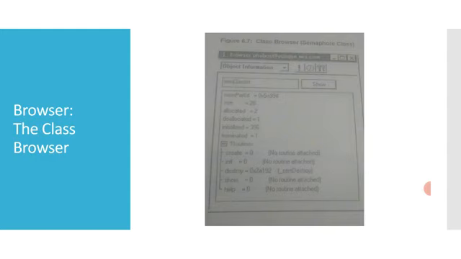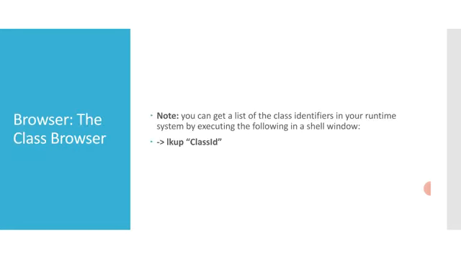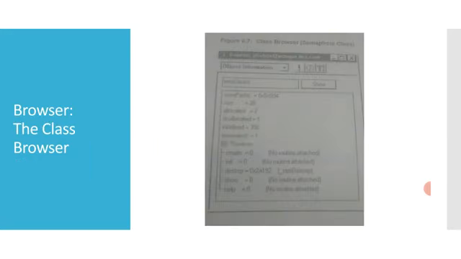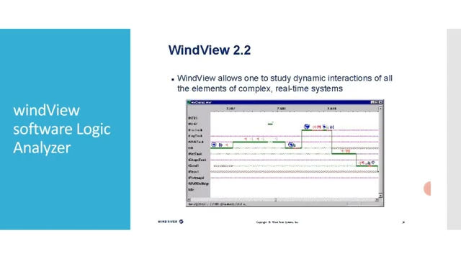You can get a list of class identifiers in your runtime system by executing the following in the shell window, that is lkup classId. If you do this, you get it. Then we will see into the Tornado WinView software logic analyzer for real-time software.